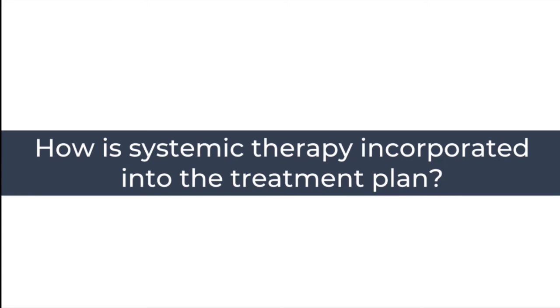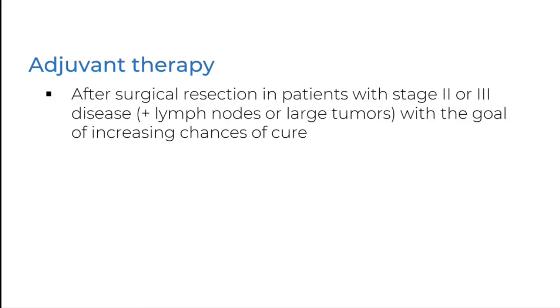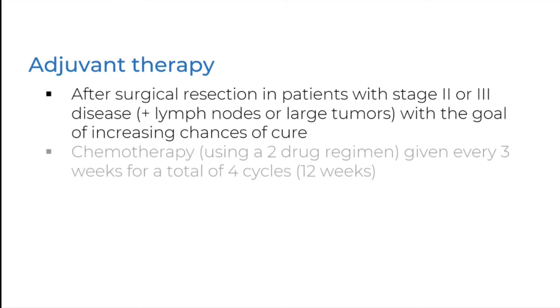So how do we incorporate these systemic therapies into the treatment plan for lung cancer? Well, one way is called adjuvant therapy. Adjuvant therapy means systemic therapy administered after surgery. So after surgical resection in patients with stage 2 or stage 3 disease, which means disease that involves the lymph nodes or larger sized tumors, chemotherapy is given with the goal of increasing the chances of cure. Chemotherapy is given with the goal of killing off any microscopic cells that are not visible on a scan and preventing the chance of the cancer coming back.